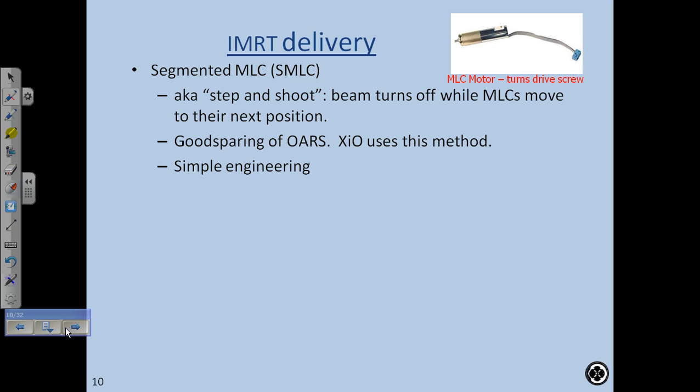IMRT delivery is based on either segmented MLC or sliding window MLC. Now, segmented MLC, also known as SMLC, is also known as step and shoot. The beam turns off while the MLCs move to their next position. And there is good sparing of OARs, so with segmented MLC you can spare OARs really well because the leaves can stay in a position for a long time and just completely block it.